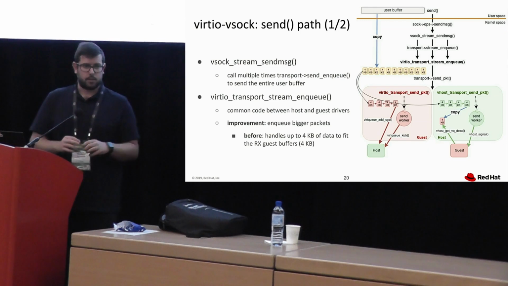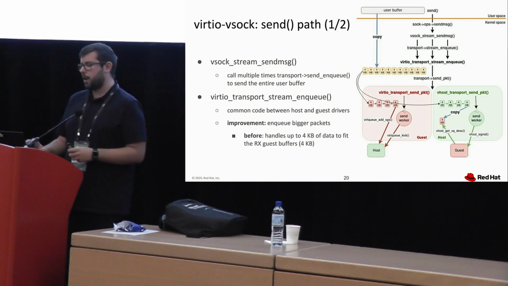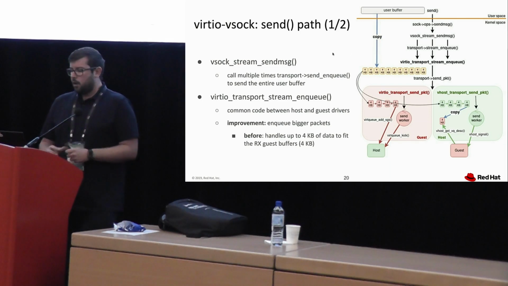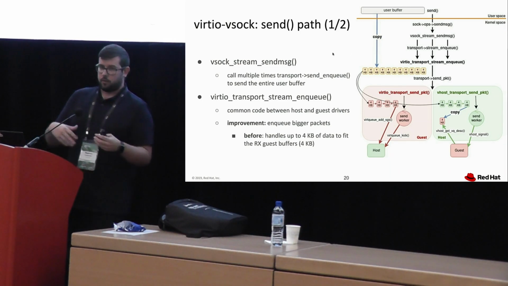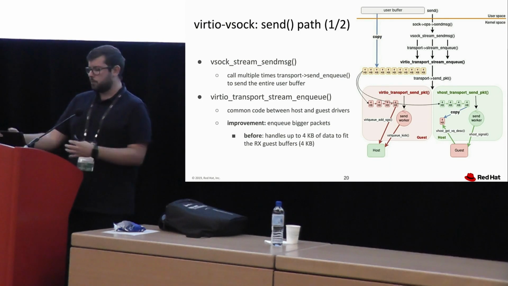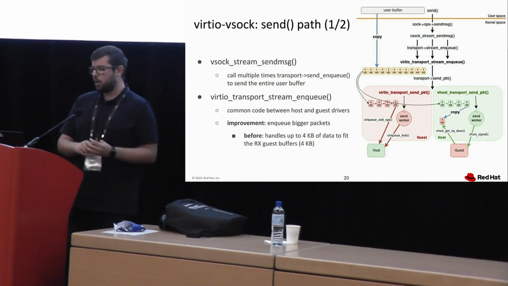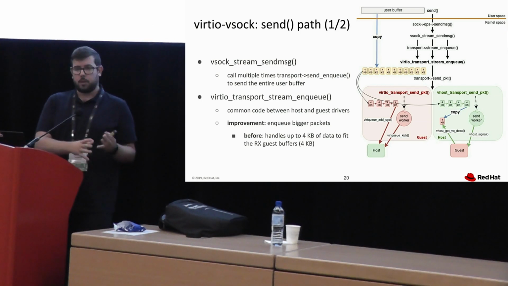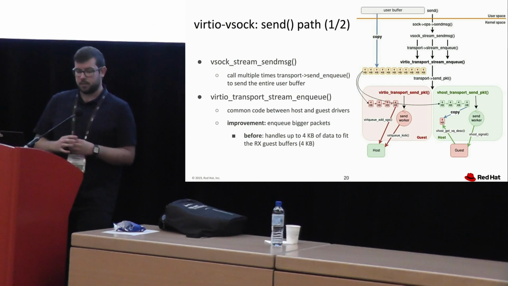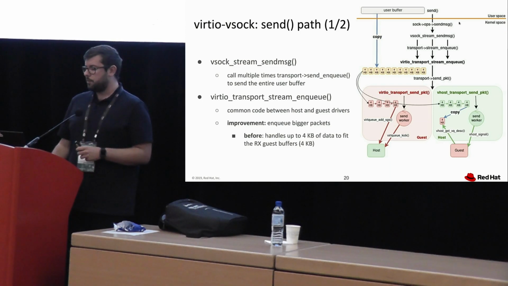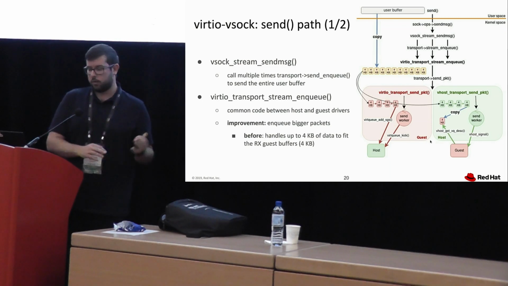The other improvements concern the sending path. In the picture, there is a sketch of the path that the packet must follow to be sent, starting from the user space to the device. So the vSock stream send message, the send callback in the vSock core, calls multiple times the virtio transport stream enqueue to send the entire buffer coming from the user space. That's because the virtio transport stream enqueue creates limited-size packets, and this limit was 4 kilobytes, because this part of code is common between guest and host drivers, and the host is limited to the 4 kilobyte buffers pre-allocated by the guest.